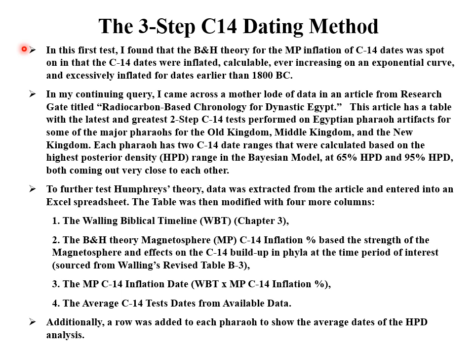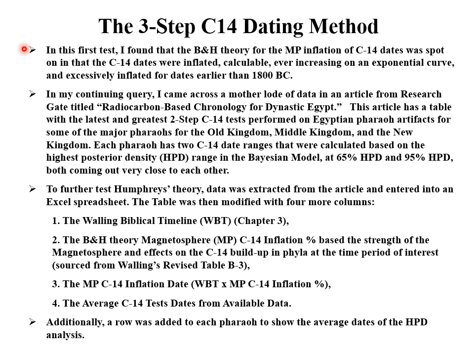Okay, to further test Humphrey's theory, data was extracted from the article and entered into an Excel spreadsheet. The table was then modified with 4 more columns. So we have this table that this radiocarbon-based chronology for the dynasties gave us, and it had several columns in there. 2 of them were these high-density carbon-14 tests, so they gave us ranges at a 65% density and a 95% high density. Okay, and then so I took it and developed a spreadsheet.